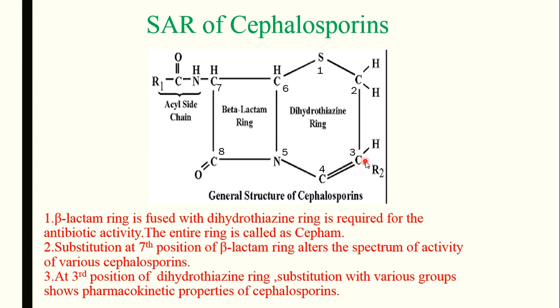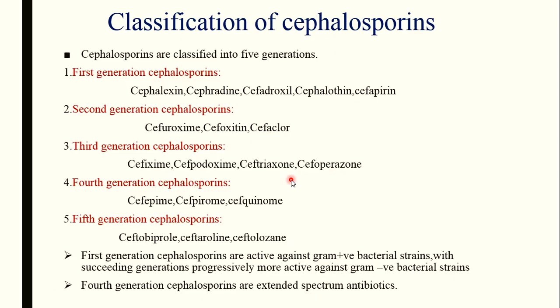At the third position of the dihydrothiazine ring, substitution with various groups determines the pharmacokinetic properties of the cephalosporin. Different substitutions at the R2 position show different pharmacokinetic properties. What are the pharmacokinetic properties? Absorption, metabolism, distribution, and excretion. These properties depend on the R group present at the third position. This is regarding the SAR of cephalosporins.